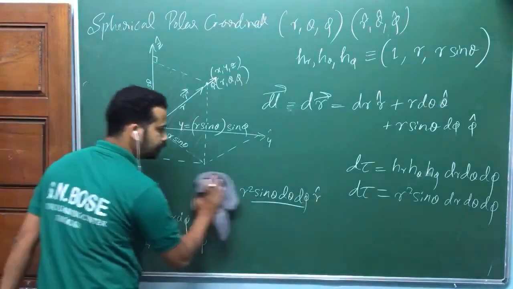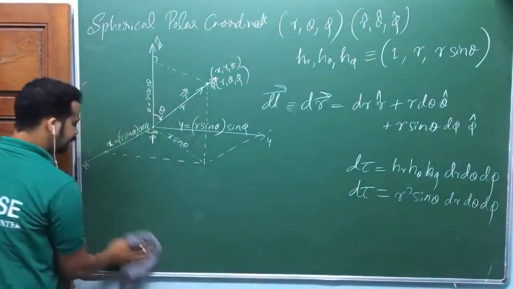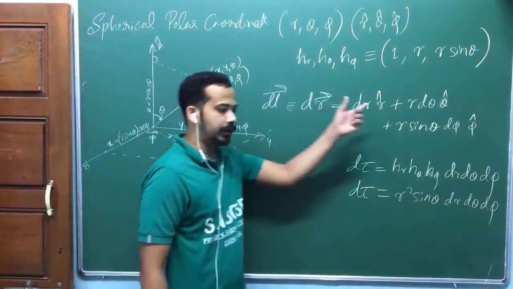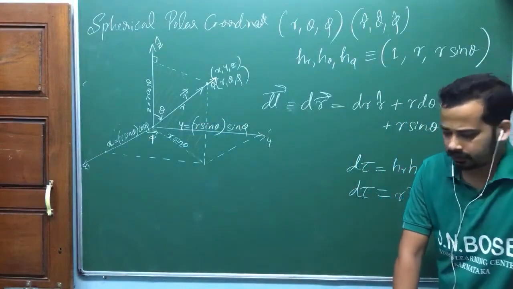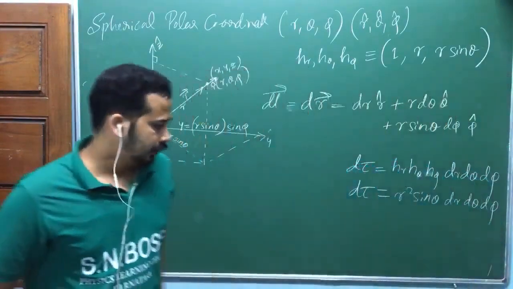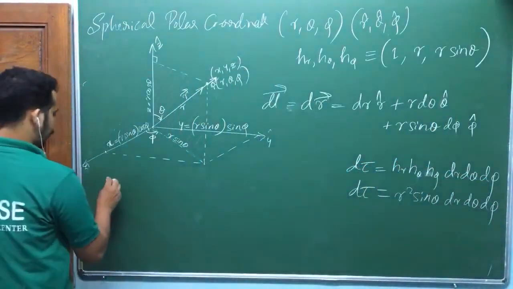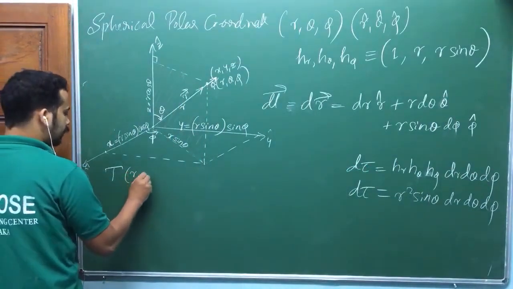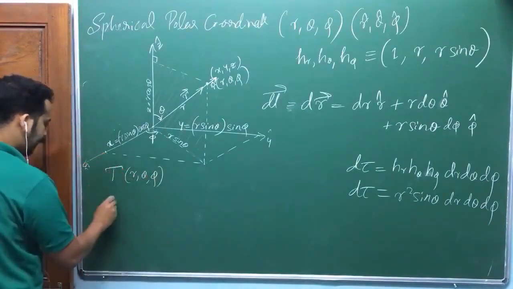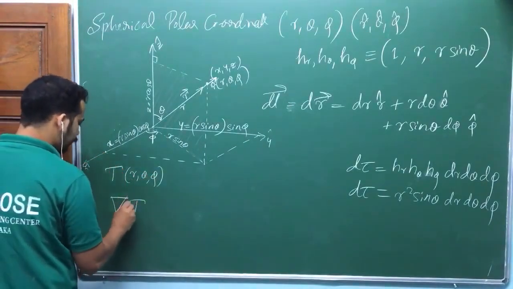Shall I move on? This dA vector, d tau, this dl vector, these are required to do integrals: volume integral, surface integral, line integral, like that. Now, these are the derivatives, am I right? If you have some scalar field which can be written in terms of r, theta, phi, am I right? Then the gradient of that scalar field can be written like this.